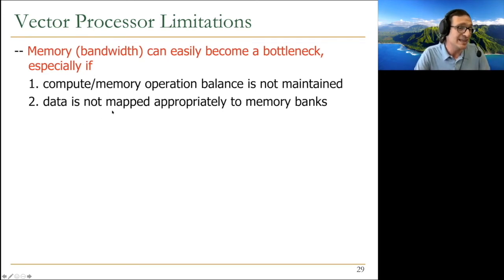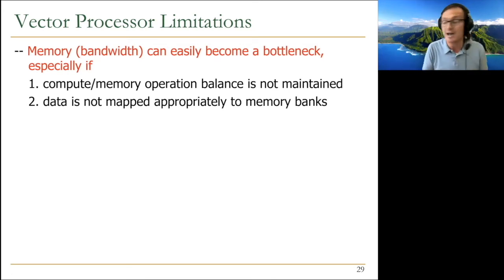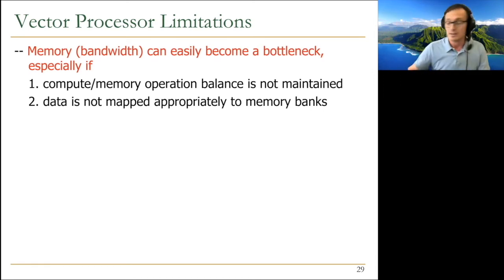So if data is also not mapped appropriately to memory banks so that you can actually fetch different data elements concurrently or in consecutive cycles from memory, then you also have a memory bandwidth bottleneck as well, right?